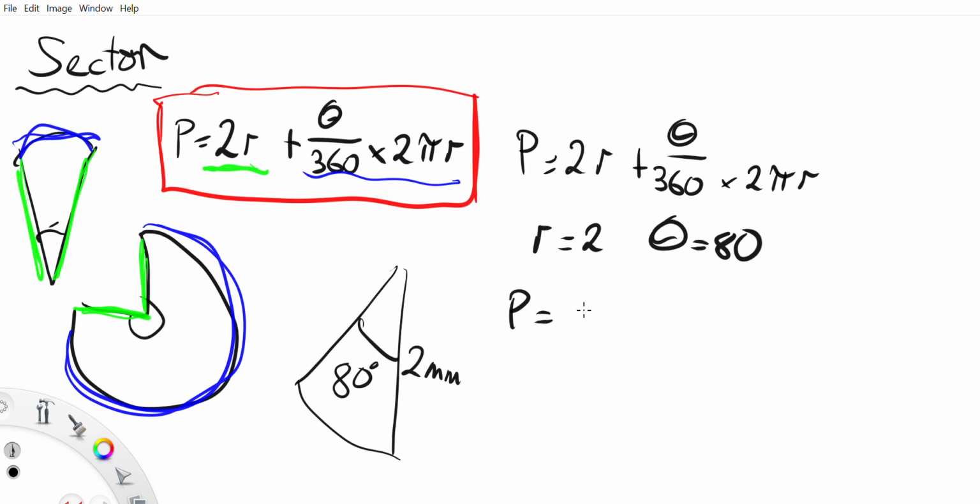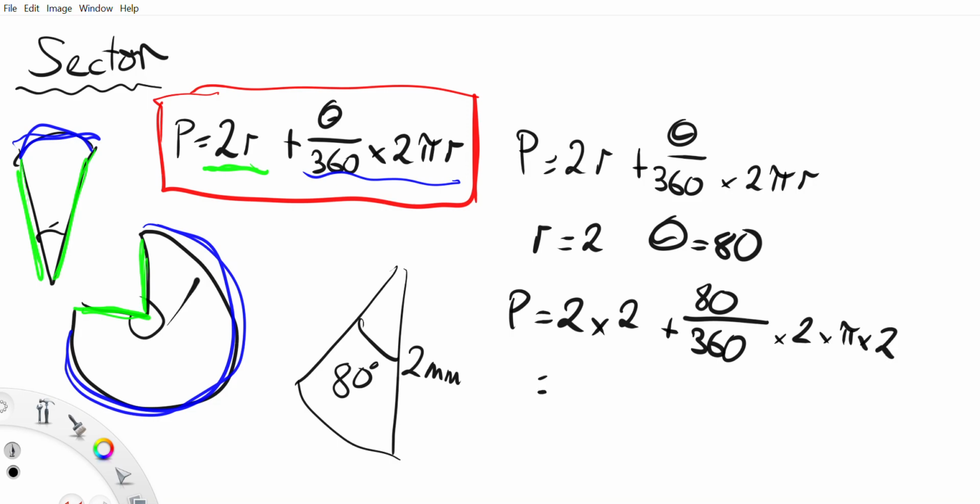P equals 2 times the radius, which is 2, plus the 80 divided by 360 times 2 times pi times 2 again, the radius. We'll put that into our calculator. I've got one here. So I'd go 2 times 2 plus the 80. I like using the ABC button for this.